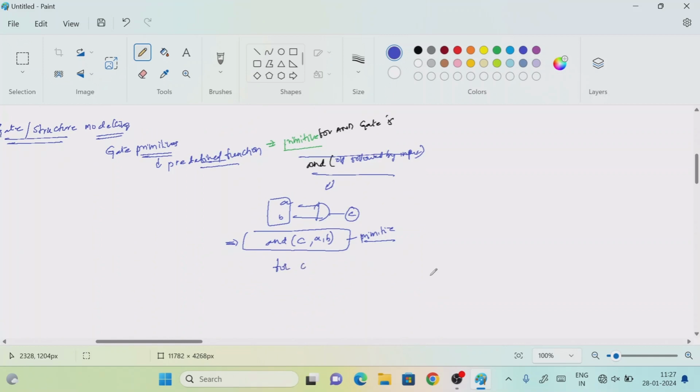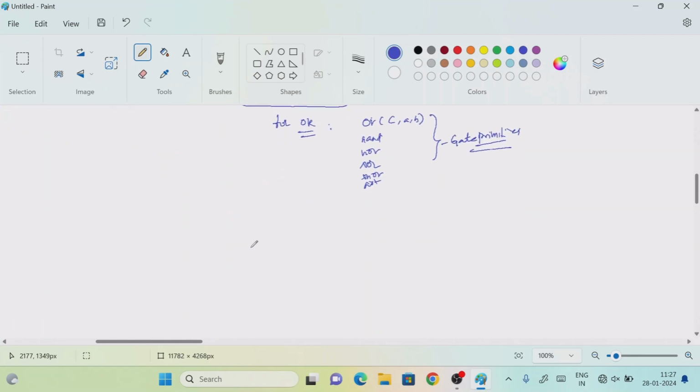Suppose we have the remaining logic gates. For the OR gate, what is the gate primitive? Simple: C, A, B, output followed by the input. Everything is in small letters: NAND, NOR, XOR, XNOR, and the final one is the NOT gate operation. In brackets we write the output followed by the input. These are called gate primitives, which are predefined in Verilog. We directly call these, and it automatically generates the logic symbol for us.